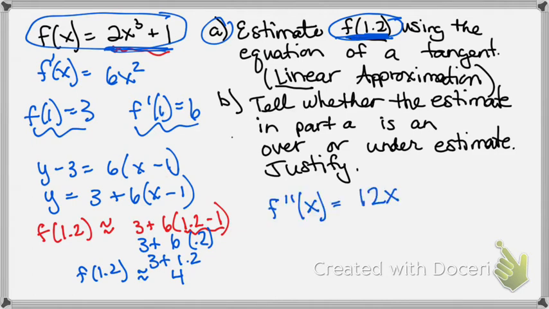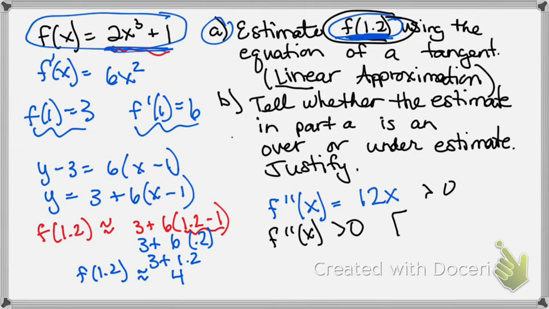Okay, so my second derivative is 12x. In my head, I plug in the 1 or 1.2, but don't write down what you get. If you plugged in a 1, you can see that this is positive. So you need to write second derivative is positive on the interval from the point of tangency to the point I plugged in, 1.2. Okay? And if the second derivative is positive, off to the side you go, oh, that means I had an underestimate.